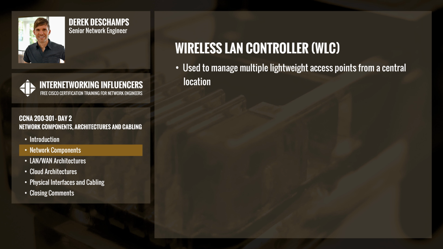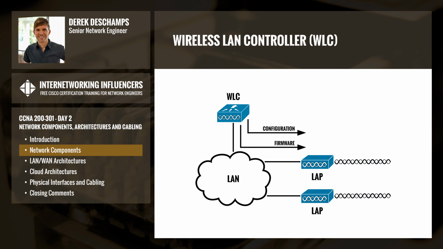A wireless LAN controller, or WLC, is used to manage multiple lightweight access points from a central location. For example, with this network, a wireless LAN controller has been used to manage multiple lightweight access points from a central location. Each lightweight access point will download both its configuration and firmware from the wireless LAN controller. Since all configurations are managed centrally, this greatly reduces the effort involved when managing a large number of access points.